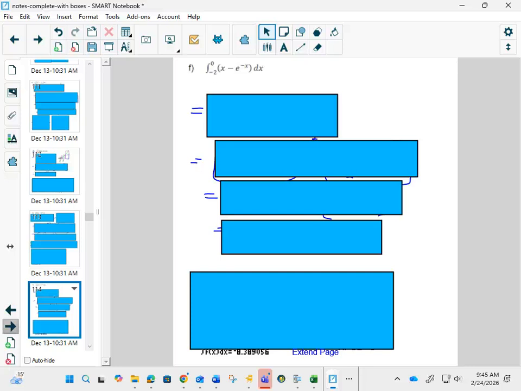So again, step 1, draw some square brackets and integrate the inside, but we don't need to do the plus c because we have a definite integral. So the x will be x squared over 2. Now e to the negative x would be e to the negative x divided by a negative 1. So I put the negative in front with the negative on the bottom and made it plus right away.